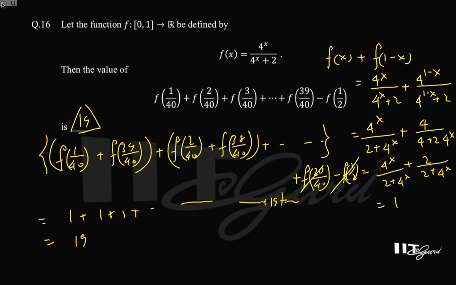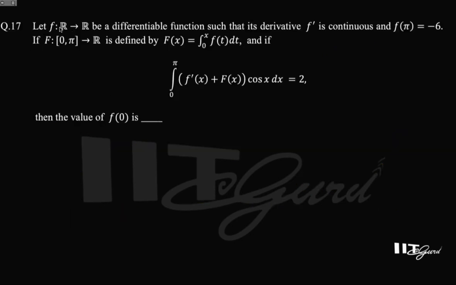That's your final answer. Question number 17. Let f from R to R be a differentiable function such that f dash x is continuous, f of pi is equal to minus 6, and capital F(x) is given as this. If you differentiate here using the Leibniz formula, F dash x is equal to f of x. So finally, F dash of pi is f of pi, and it is minus 6.